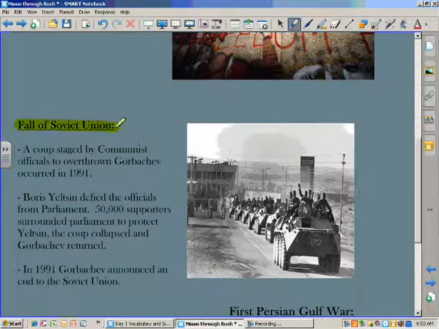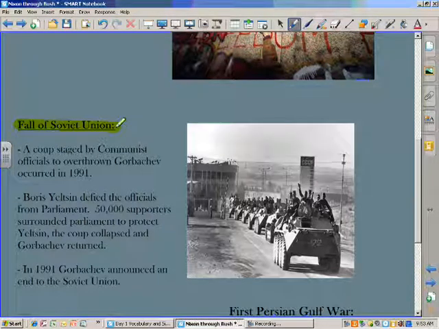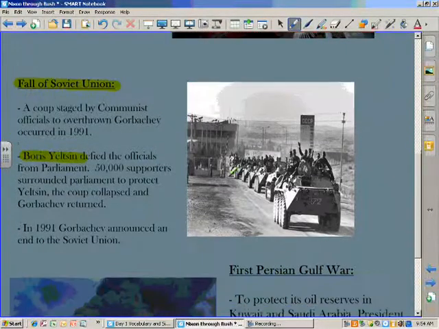There was also the fall of the Soviet Union. A coup, C-O-U-P, staged by communist officials to overthrow Gorbachev, the current Soviet leader, occurred in 1991. Boris Yeltsin defied the officials from parliament, and he stayed, and 50,000 supporters surrounded parliament to protect Yeltsin, and the coup collapsed and Gorbachev returned. In 1991, Gorbachev announced an end to the Soviet Union, and now they are known as Russia.